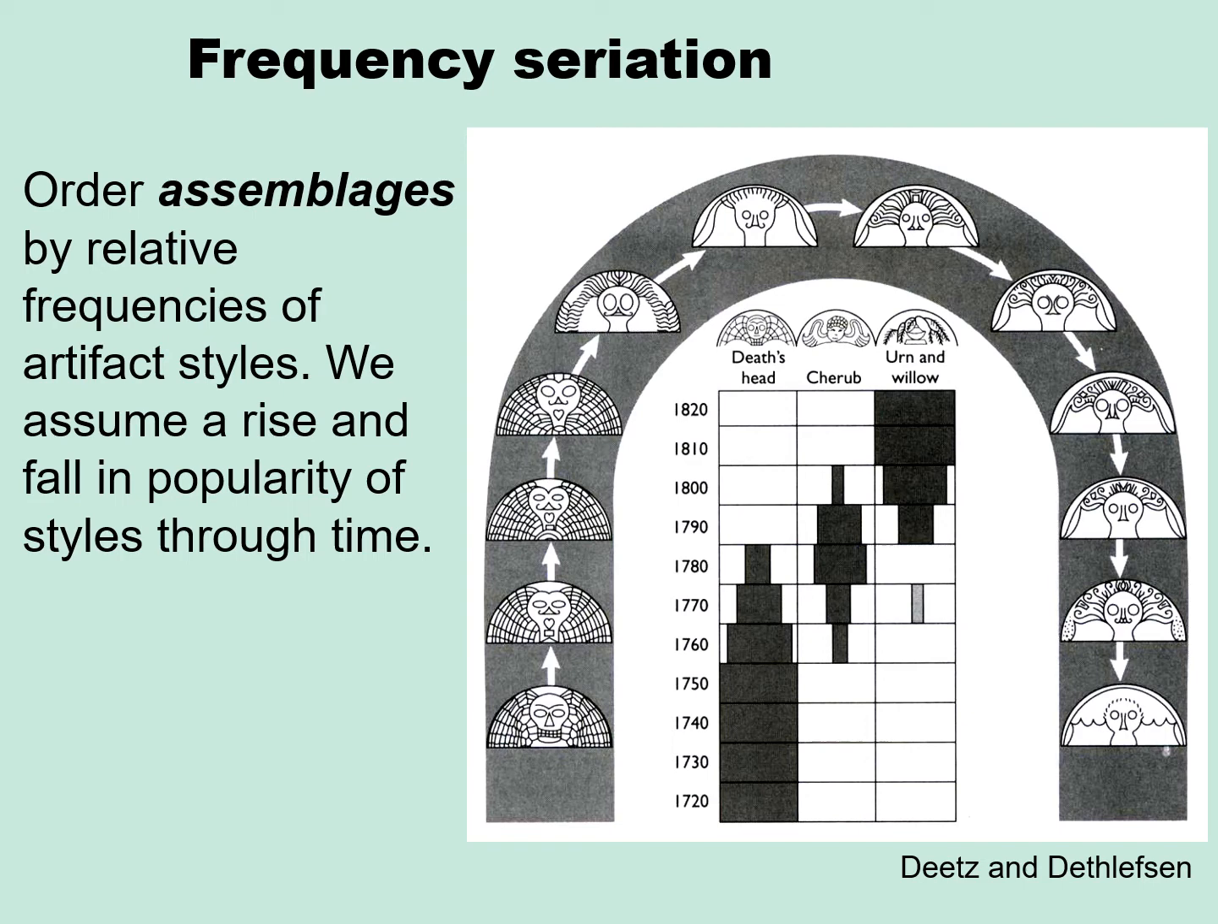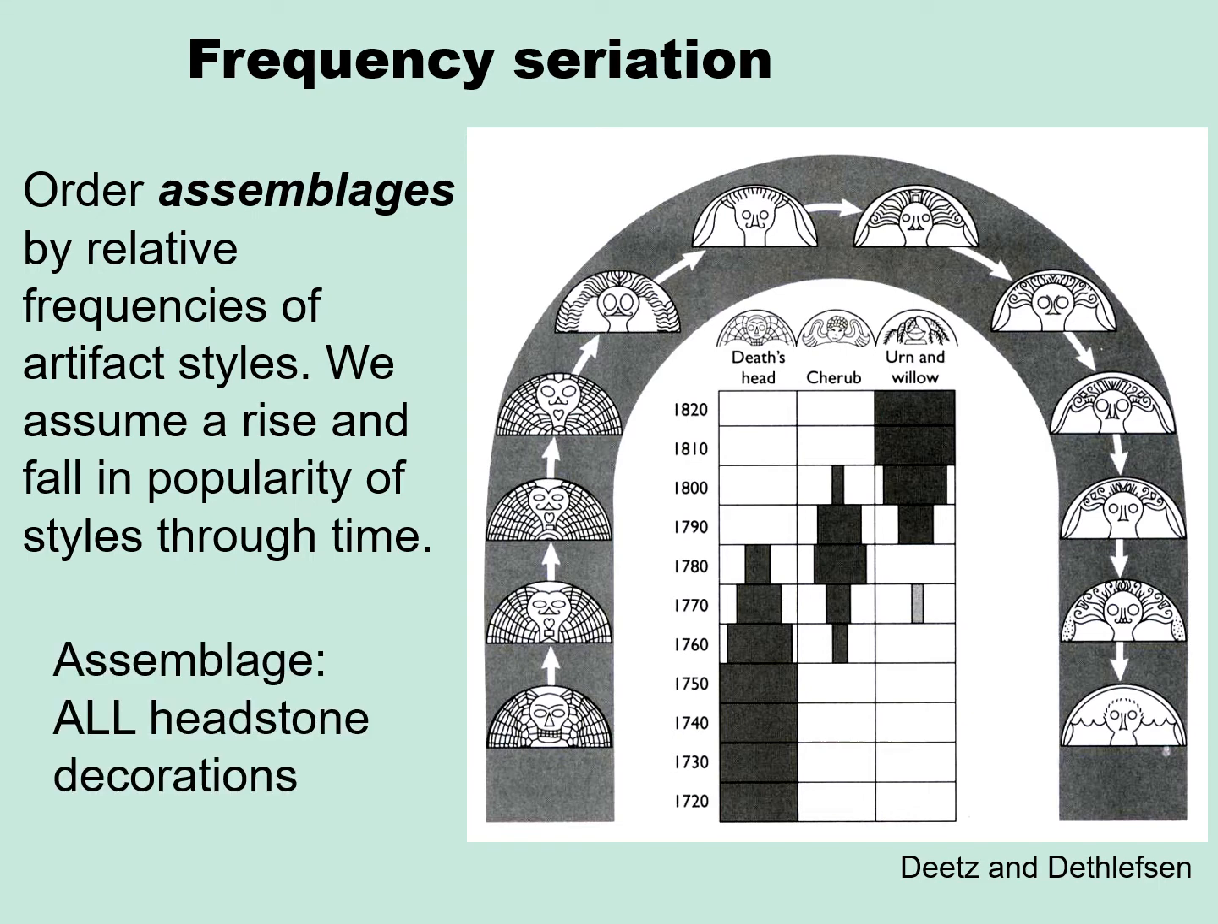Here's an example of a frequency seriation in which you order assemblages by relative frequencies of artifact styles. And we assume that a rise and fall in popularity of styles occurs through time. So in this case, the assemblage is all the headstone decorations seen at a particular northeastern United States cemetery that has graves dating between the early 1700s to the early 1800s. And you can see that they have looked at 3 of the different decorations that people had on the tombstones.